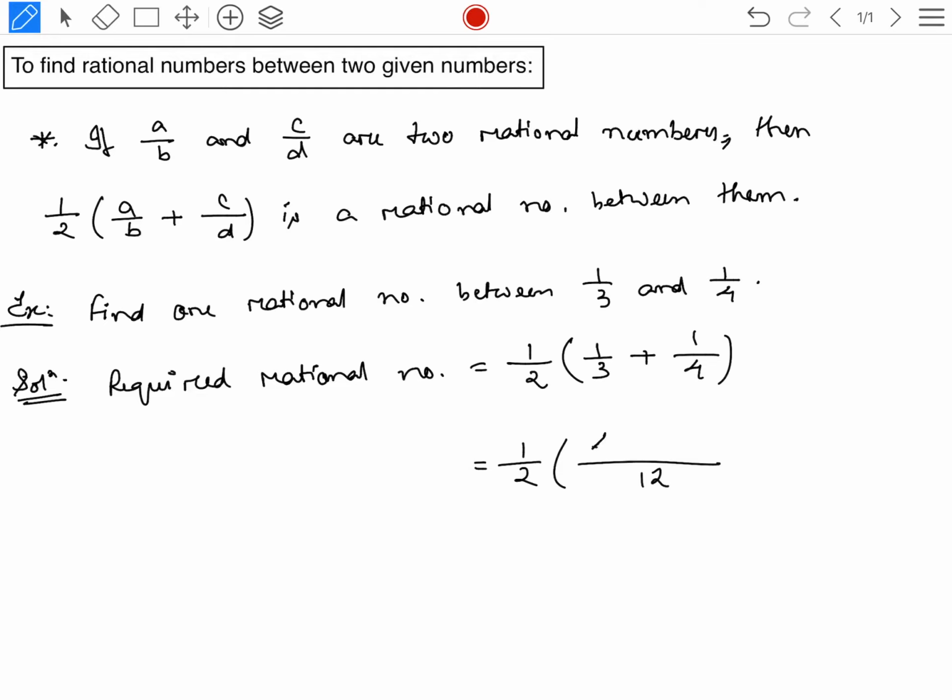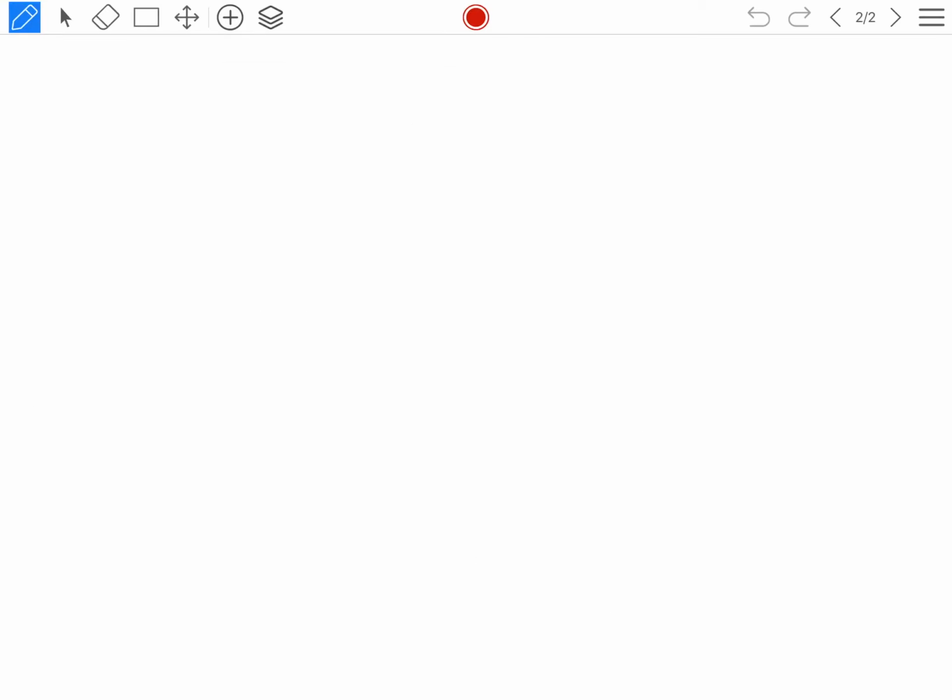Now if we solve this one, the LCM of 3 and 4 is 12. Now here we will get 4, then here we will get 3. If we solve, we will get 1 by 2 into 7 by 12. Bracket means multiplication. Now multiply numerator into numerator, that is 7 into 1 is 7, then 2 into 12 is 24. So you can say that 7 by 24 is a rational number between 1 by 3 and 1 by 4. For one rational number, we have done it in this way.